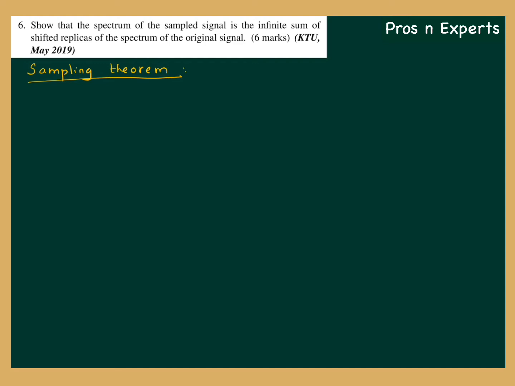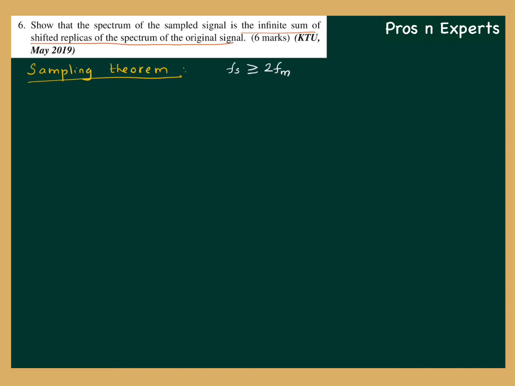So the sampling theorem says that a signal can be sampled, not alone sampled, but reconstructed. I think we have discussed this in some previous problems. So a signal can be sampled and reconstructed faithfully if and only if the signal is sampled at a sampling frequency which is greater than or at least equal to 2 times the maximum frequency of the message signal. So this is what the sampling theorem says. And the output frequency spectrum of a sampled signal is, as given in the question, an infinite sum of the shifted replicas of the spectrum of the original signal.